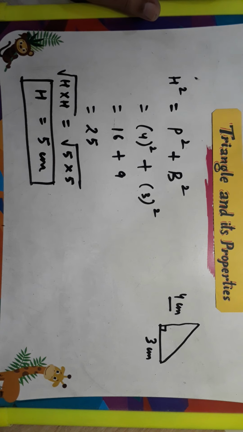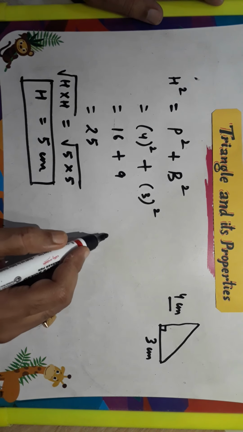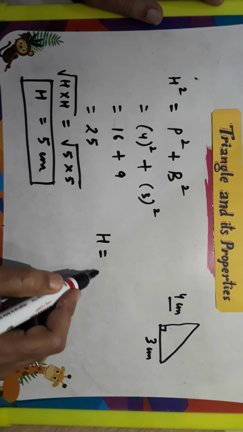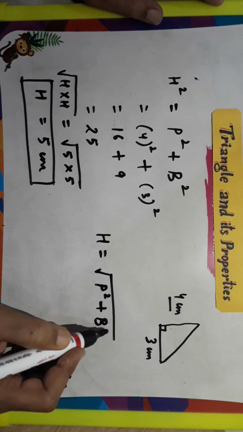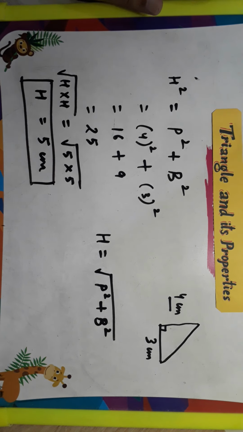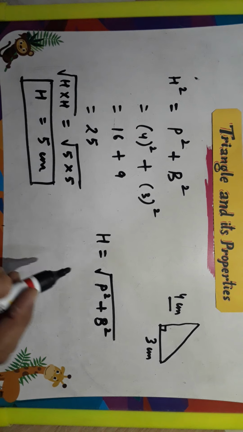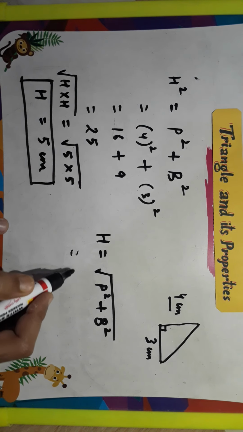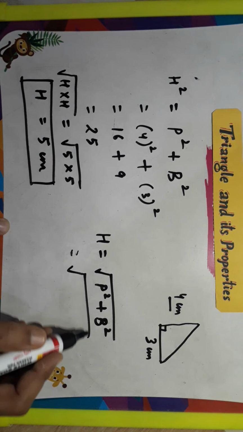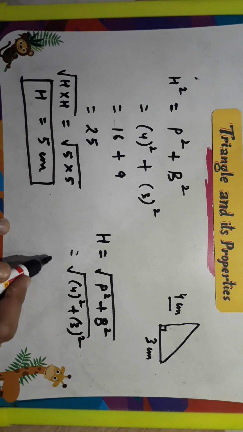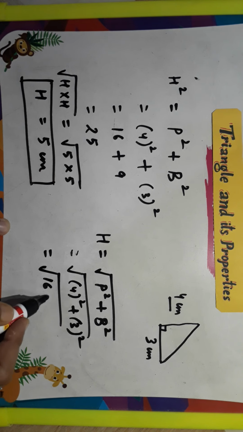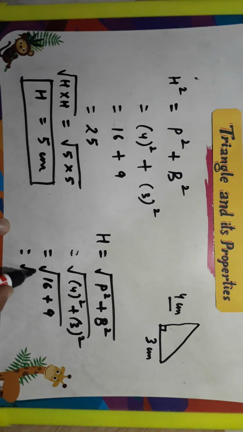In this way you can find it, or directly you can note the formula that hypotenuse equals under root p square plus b square. So you may also note this formula. If I solve it in this way, you will get 4 square plus 3 square, and you know that 4 square is 16, 3 square is 9, so it will be under root 25, and that way the answer will be 5 centimeter.